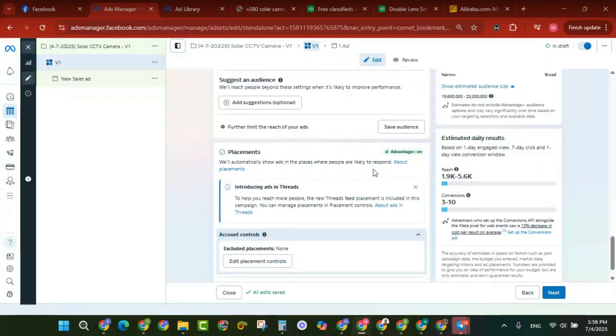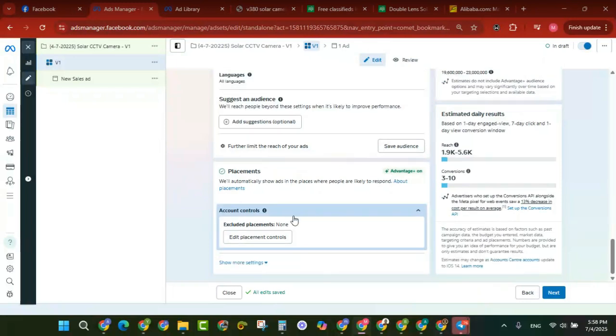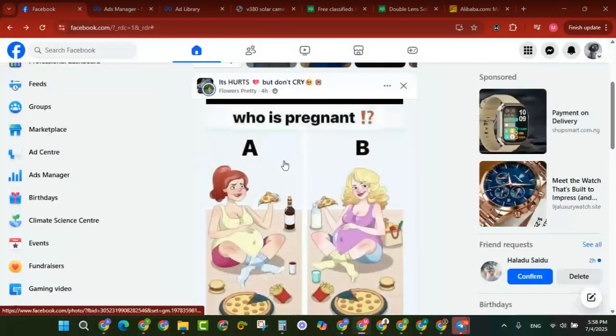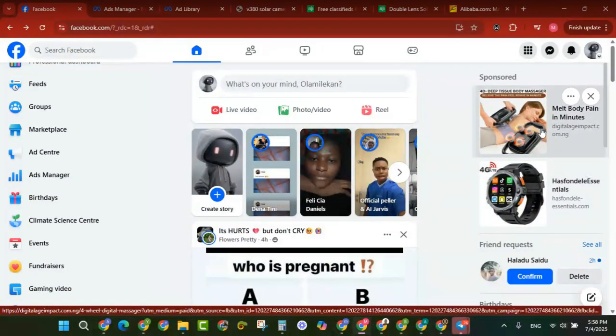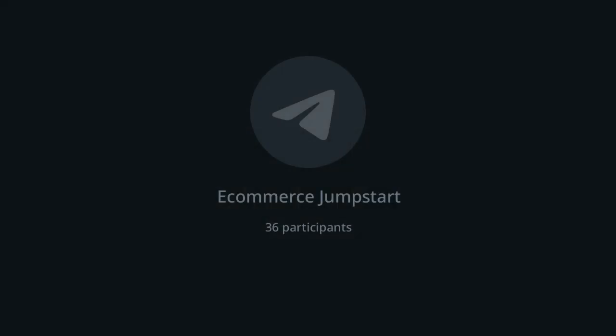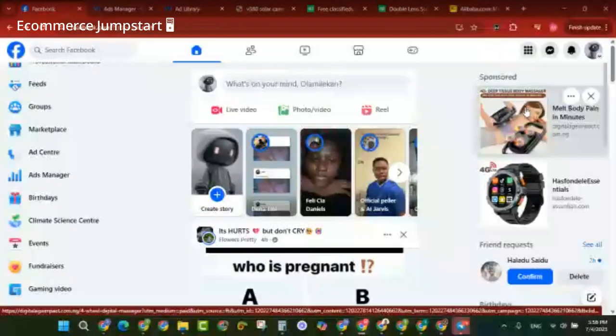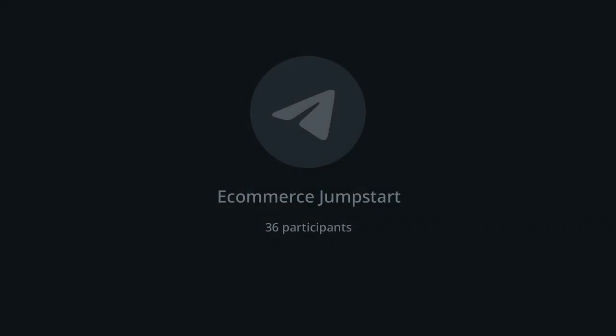Under placement, I've mentioned that you should edit your placement and choose only Facebook feed if you are running ads on Facebook. Because let me show you something. There are so many places your ad can show. Look at this place now, this right-hand corner here. These are ads. With these ads, you won't be able to see the ad copy that the person wrote. Only the headline, the link and the image or the video.